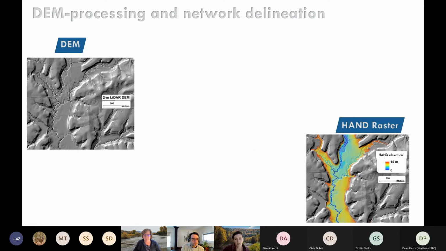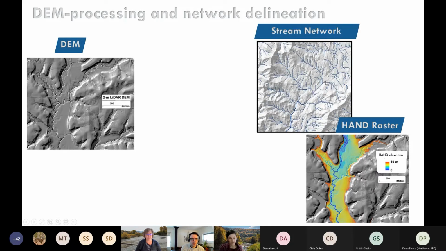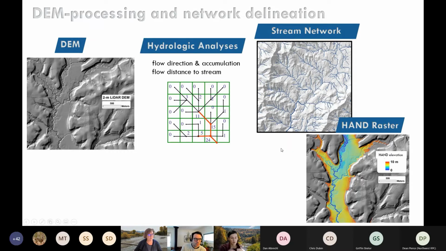The next area of exploration that we have been looking into in terms of improving accuracy is part of the whole process of the DEM processing and delineating the stream network and the hand rasters. And so just to go a little bit more into the background details, to go from a DEM to a hand raster, we need to define a stream network. And to do that based on topographic data sets, the stream network and hand raster, we need to go through this hydrologic analysis, which is pretty fundamental and foundational to a lot of different types of analyses. These types of analyses look at flow direction and accumulation and the distance to the stream on a cell-by-cell basis.